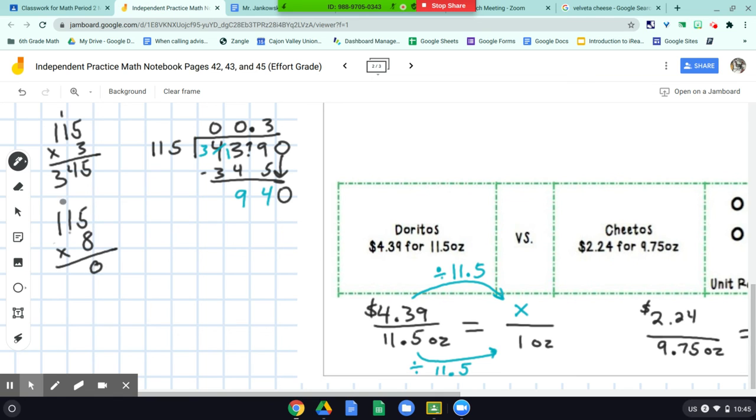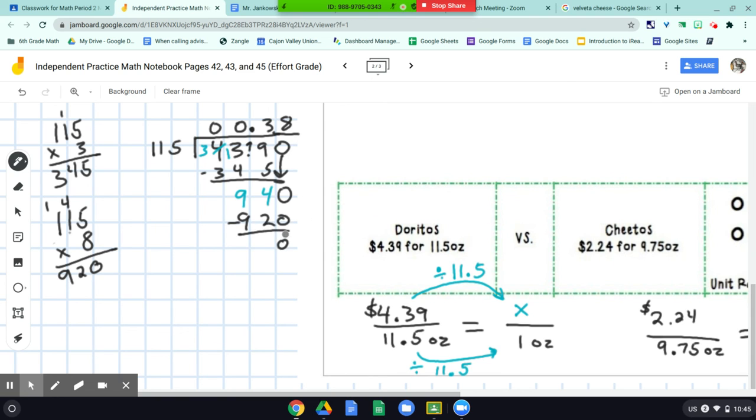5 times 8 is 40. Carry the 4. 8 times 1 is 8 plus 4 is 12. 8 times 1 is 8 plus 1 is 9. So I can't go any more than that, otherwise I'm going to go over. So I'm going to multiply 115 times 8, and I'm going to get 920.